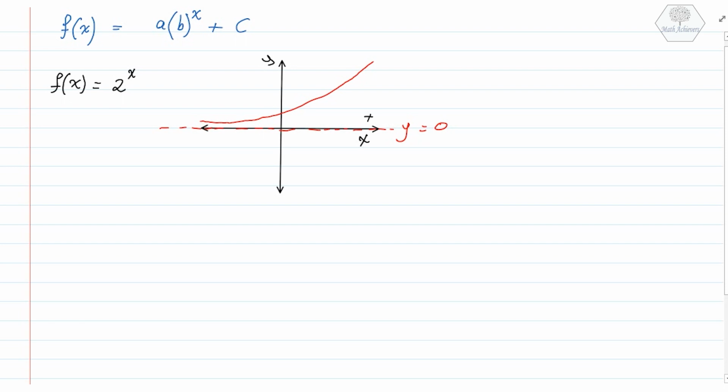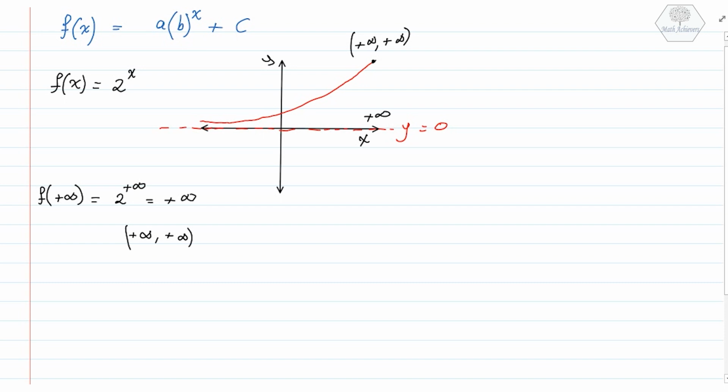Let's check as x goes to positive infinity, what happens to the function? I want to find f of positive infinity, which is equal to 2 to the power of positive infinity, giving me a positive infinity. So when x is equal to positive infinity, the value of y here is positive infinity. So I have a positive infinity with a positive infinity, which is a point somewhere here. This is my point.